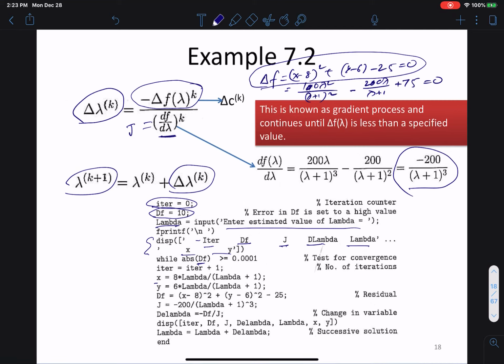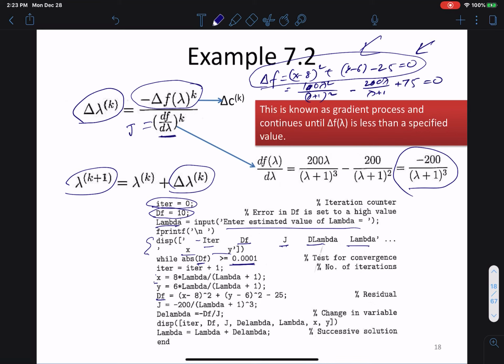So you get in the while loop because we have a df of 10, which is higher than this one here. This ideally should be 0, but we're doing 0.001, it's very close to 0. So that's df right here. Then iteration plus 1. Then you can find x and y value from the equation we just saw in the last slide. Then df is right here, right?